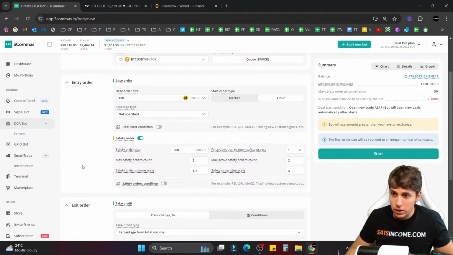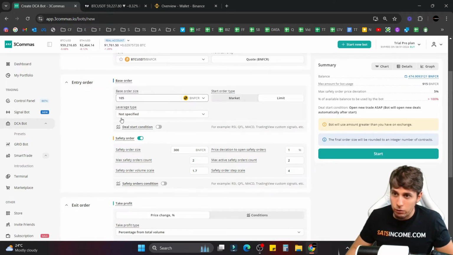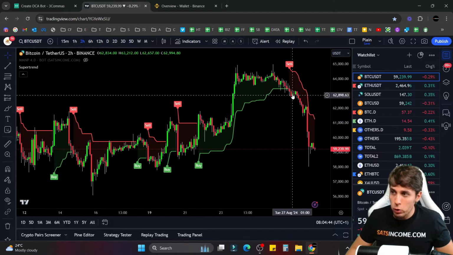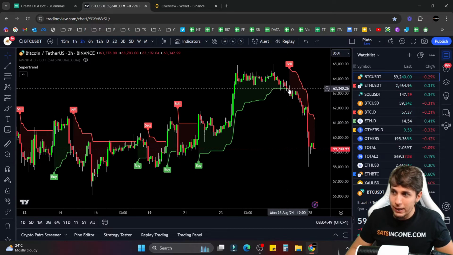The second section is the entry order. So right here, base order size. This is how much money you want the bot to use. We're gonna do the minimum. I think the minimum in futures is $105, yeah, $105. Then we're gonna select a market order for start order type. We don't use limit orders because we're gonna be using this TradingView indicator. So when the indicator sends a sell signal, it's sending it in real time.